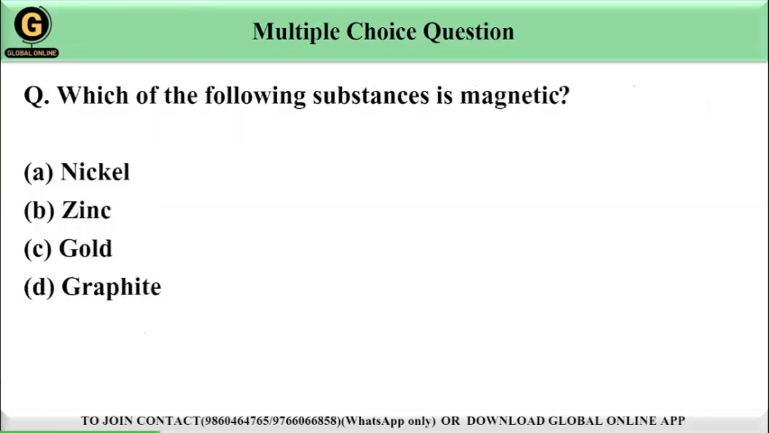Which of the following substance is a magnetic? We have options here. Option A, nickel. Option B, zinc. Option C, gold.